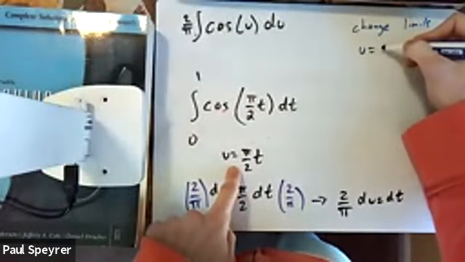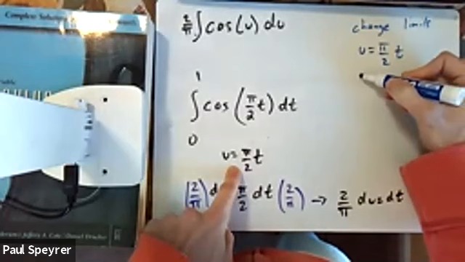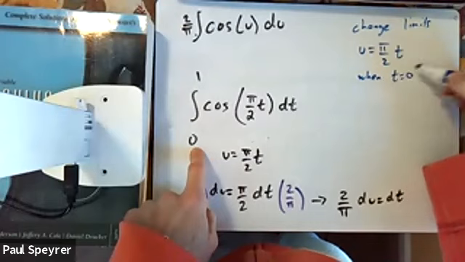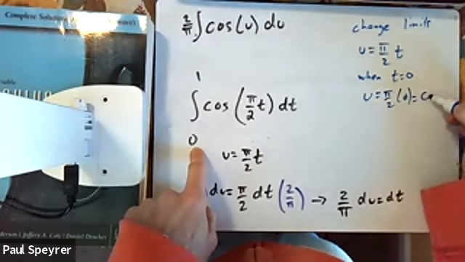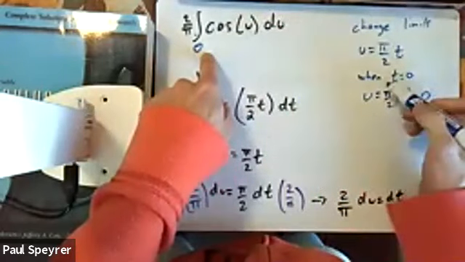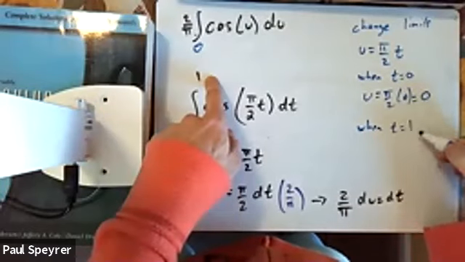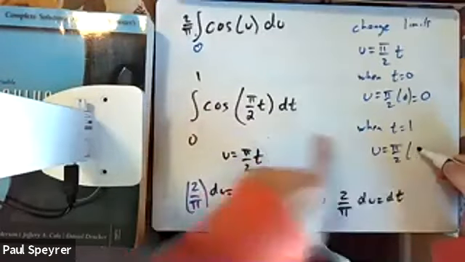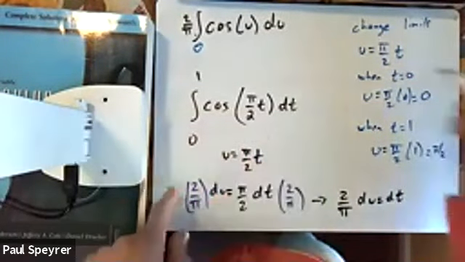Remember, we established that relationship that u is equal to pi over 2t. So let's do the bottom limit. When t equals 0, we get u equals pi over 2 times 0. That's just 0. So our bottom limit is still 0. What about when t equals 1, the upper limit? Well, u is going to be pi over 2 times 1, because we're using that relationship, which is just pi over 2. So there's your new upper limit.